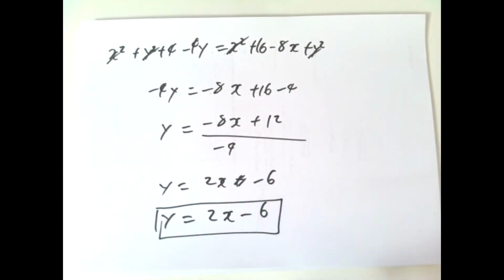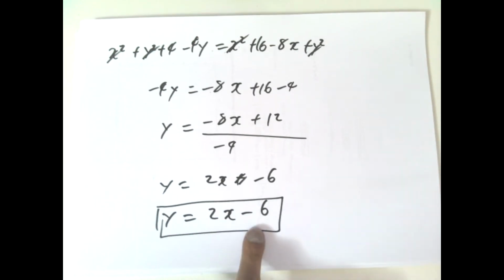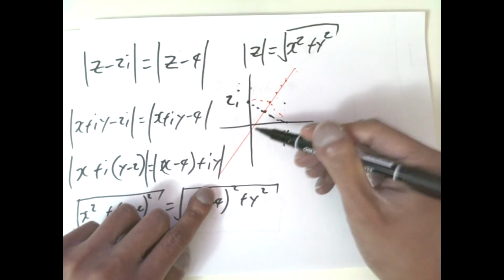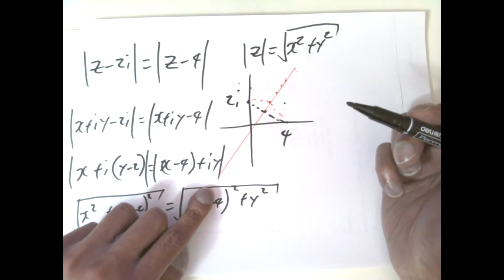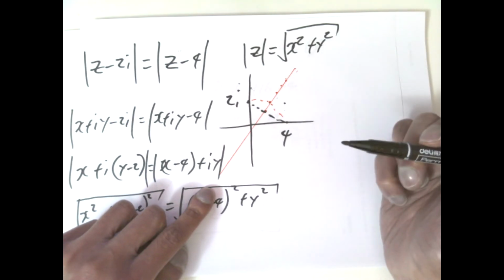And that is the Cartesian equation of the perpendicular bisector, which should fit what we expect because we got a positive gradient and a negative y-intercept. In this case, a positive gradient and a negative y-intercept. Well, obviously not to scale, but a negative y-intercept nonetheless.